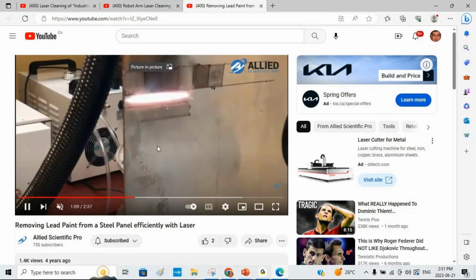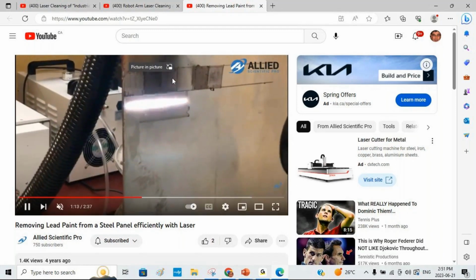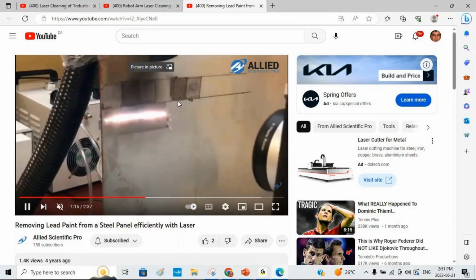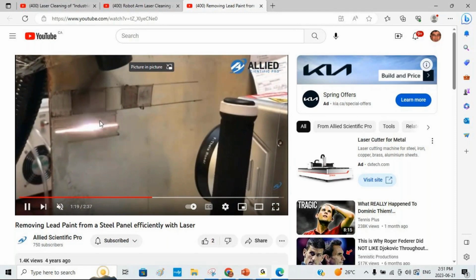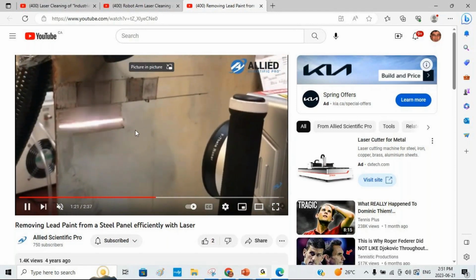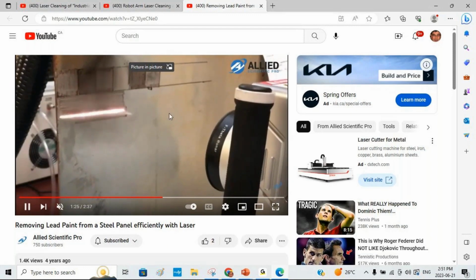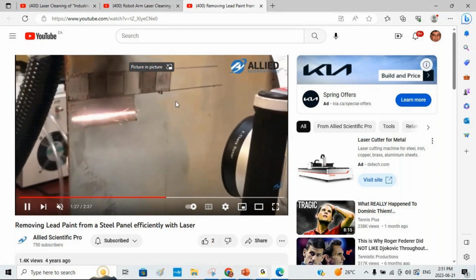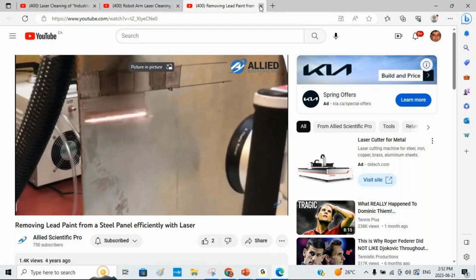You can also increase the size of the beam. It doesn't have to be only 2-3 centimeters. It could be 20 centimeters. So here you can see the size of the beam has increased, and it is taking care of a bigger area. So these are all adjusted from either the iPad or the encoder. You can adjust these parameters for the laser cleaner.